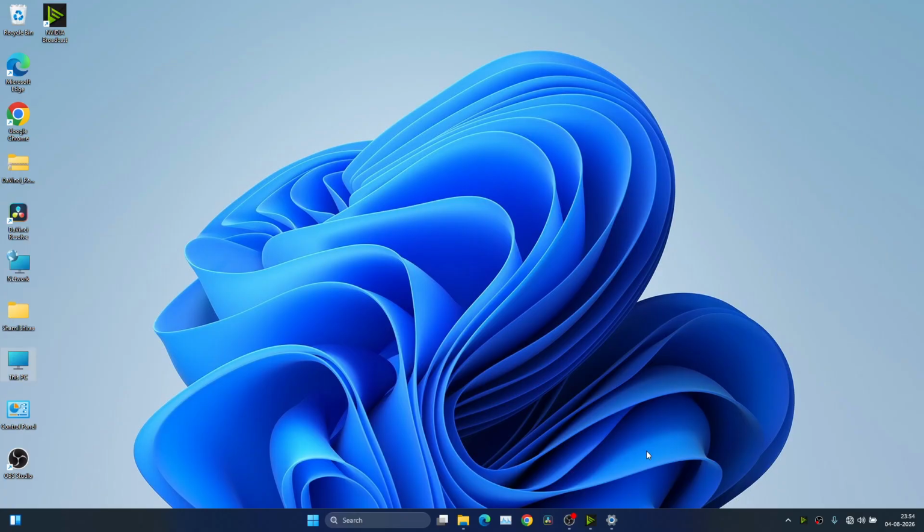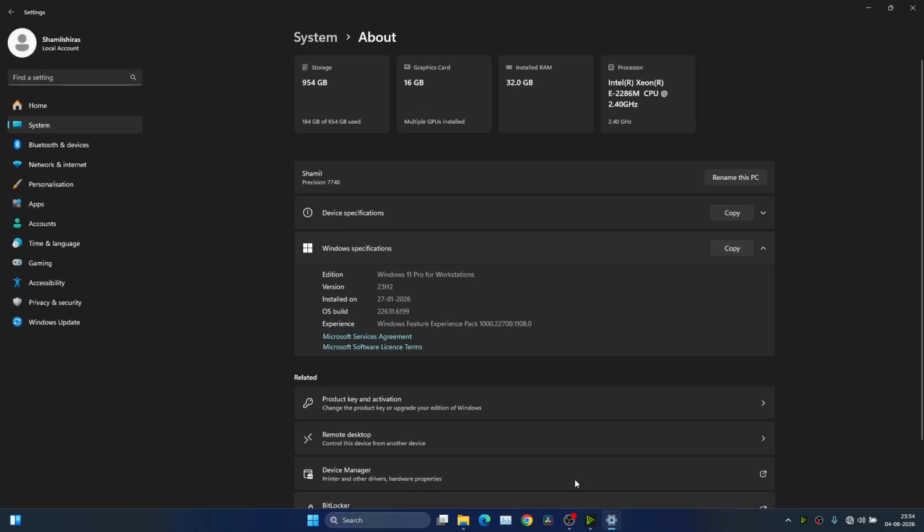Okay, then you will get this Properties page, that means the System About page, and here you can see the first option is Storage. So I have 954 GB storage, and I've used 184 GB. So total 954 GB, and I've used 184 GB.